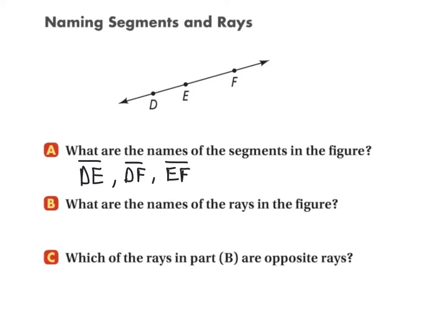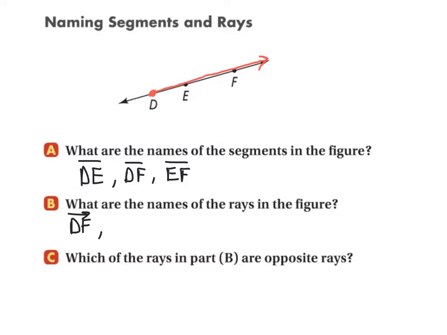Part B says, what are the names of the rays in the figure? Now here you've got to be careful, because with rays, direction matters. If I start at point D and go this direction, that is one ray, and I could name it ray DF. If I name it ray DE, it's still the same ray. It's still starting at D, passing through those points. So DE and DF are the exact same ray.